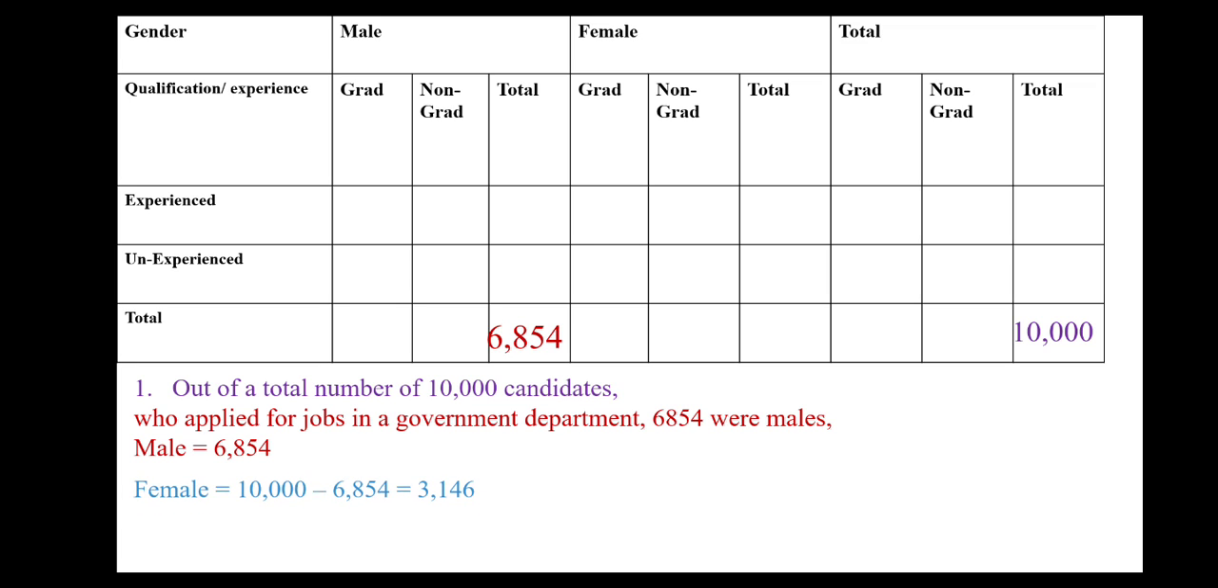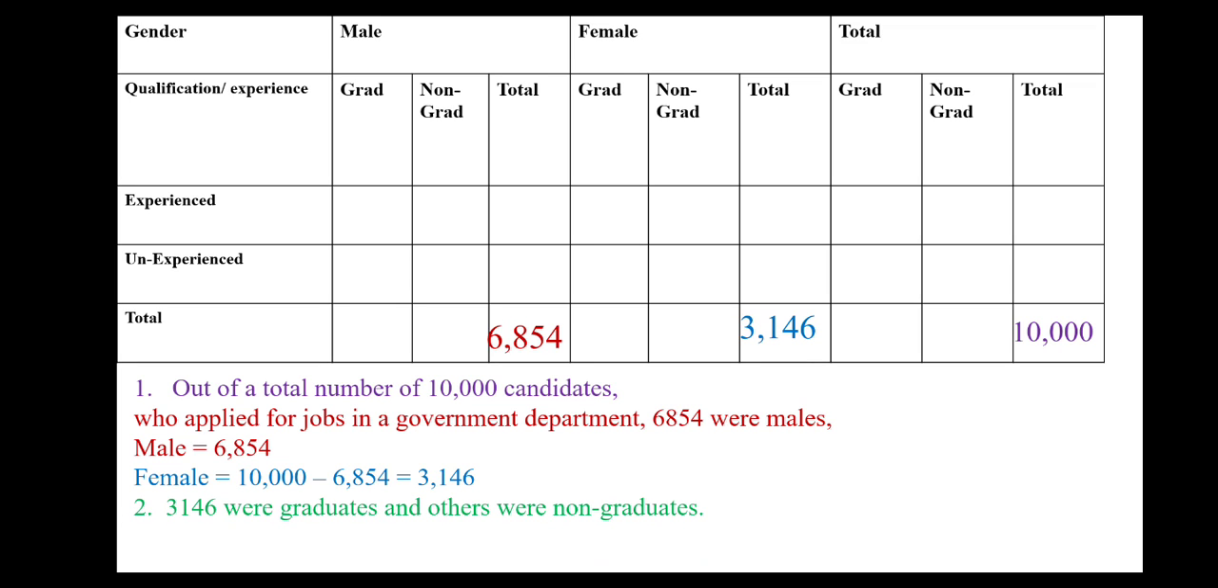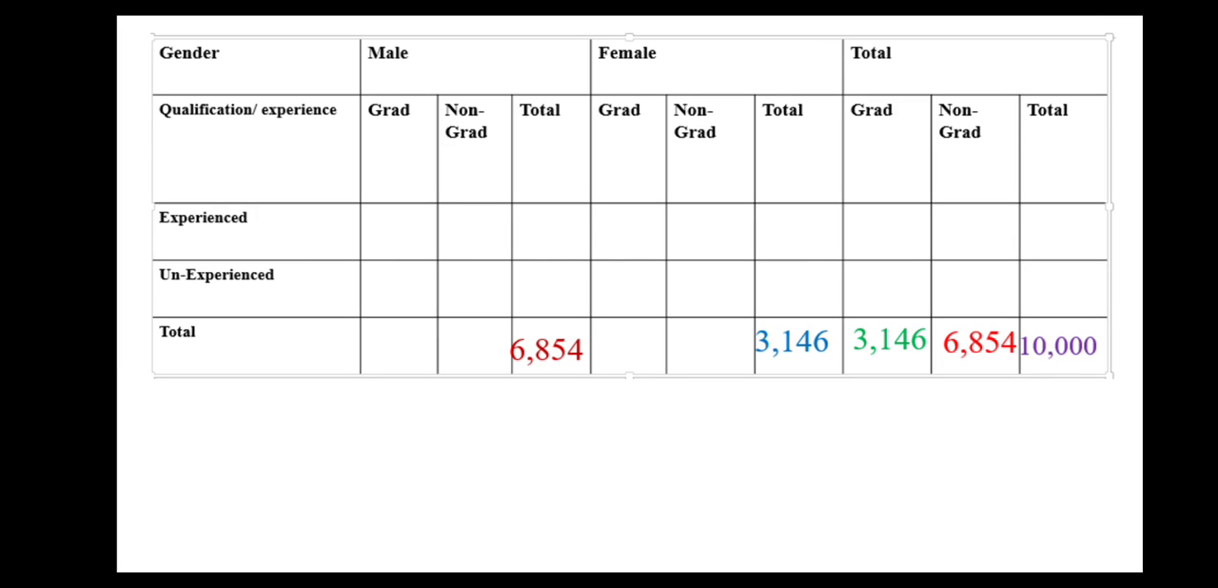Then come to the next one. Female is 10,000 minus male, so female will come. Look at that, how much has been given? Based on the color, I am matching. Then 3146 were graduates and others were non-graduates. Graduates, how much? 3146. Graduate total is given. Come to the next part. Non-graduate is 10,000 minus 3146. Total minus graduates gives non-graduates in this format. Clear? Then come to the slides.